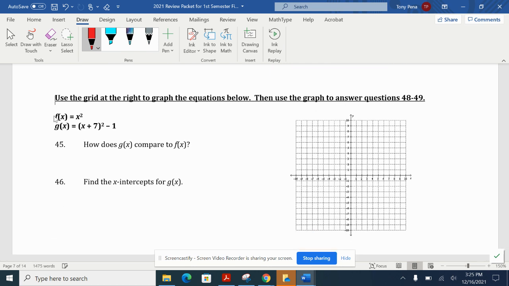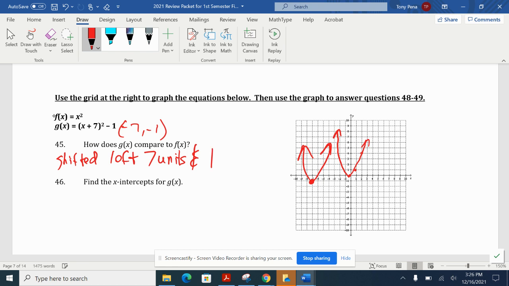This one is largely the same. X squared is the basic 0, 0 graph of a parabola that opens upwards. This vertex here then is a negative 7, negative 1. So now I'm going to go left to the negative 7 and then down to this negative 1. And then it's now just going to open upwards. So what we've done is we shifted left 7 units and, well, let's do down first, down 1 unit.